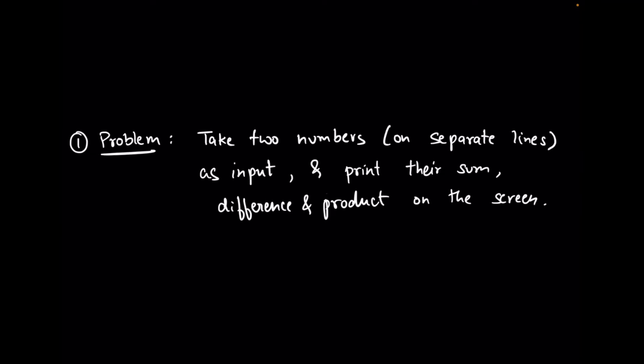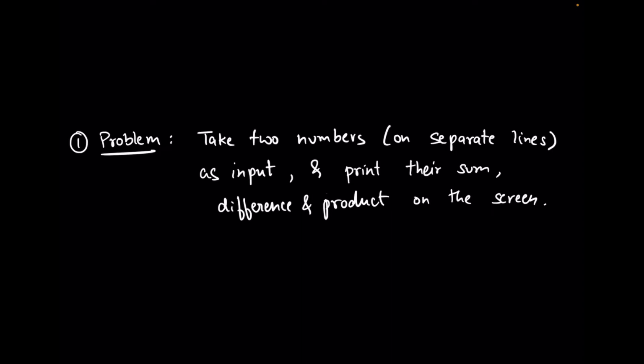The first part, the problem. So the problem is that take two numbers given on separate lines as input and print their sum, difference and product on the screen. Okay, so that's what the problem is.